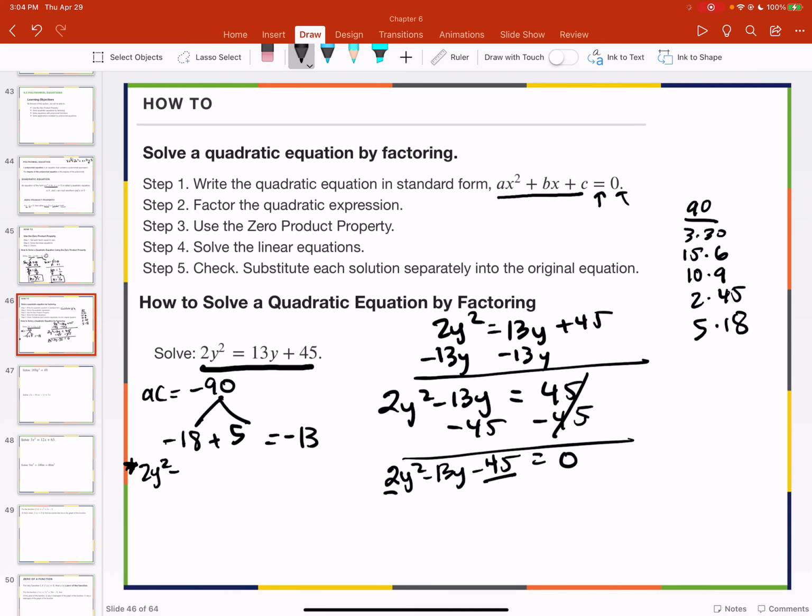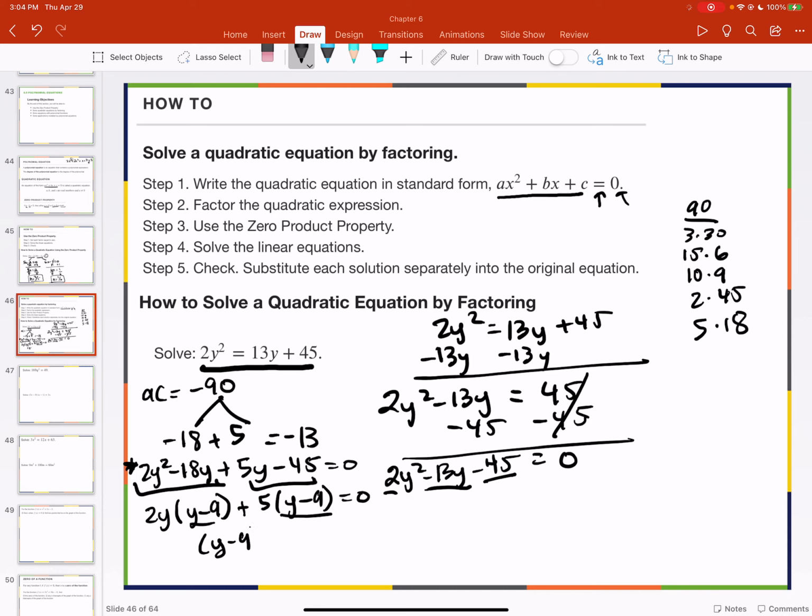2y squared minus, and instead of 13y negative, I'm going to write negative 18y plus 5y minus 45, and that's equal to 0. Then factor by grouping. So then that gives me 2y, and that's y minus 9. Then the next to 5, that gives me y minus 9, and that's equal to 0. They have y minus 9 in common, so my two factors are y minus 9 and 2y plus 5.